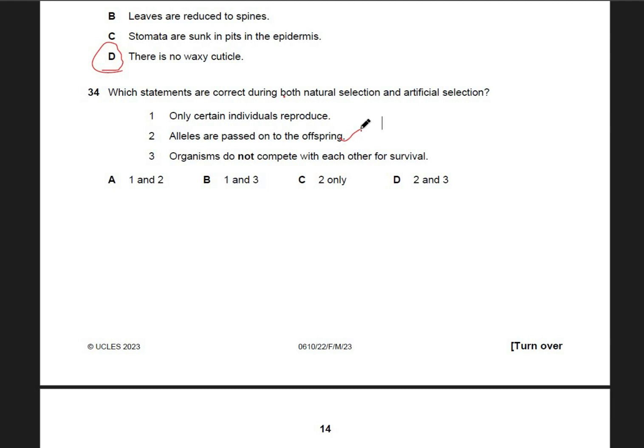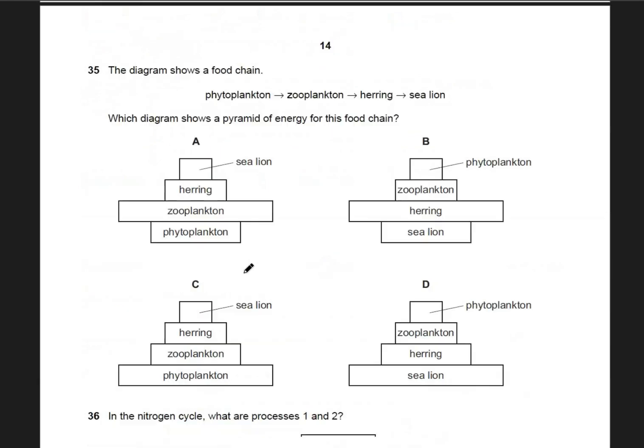And in both the selections, there are certain individuals that reproduce who have the advantageous alleles, and the organisms which do not carry the advantageous alleles will not survive and they will die. So option 1 is also correct. All right. So 1 and 2 will be the correct options. Hence, A will be the correct answer.